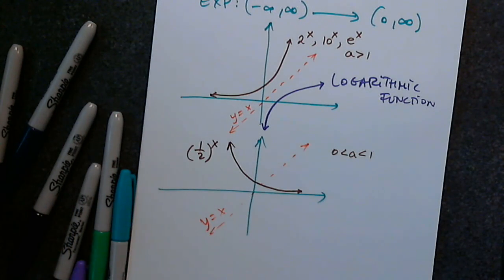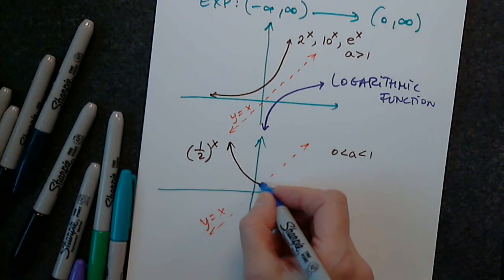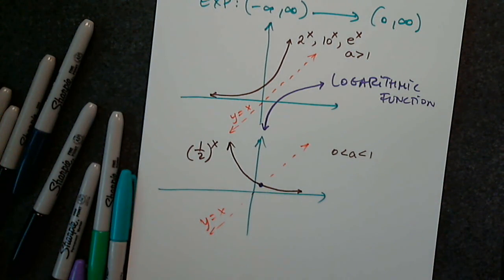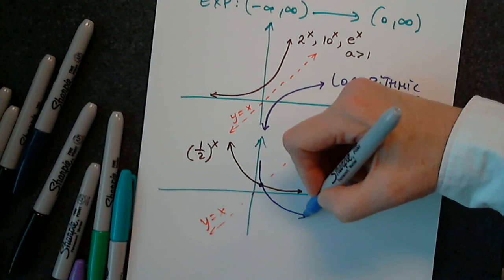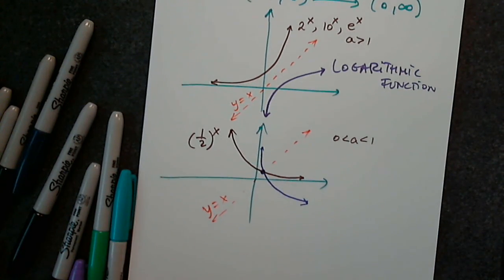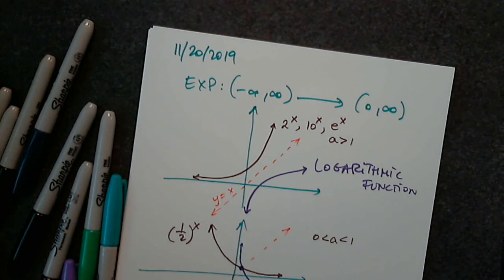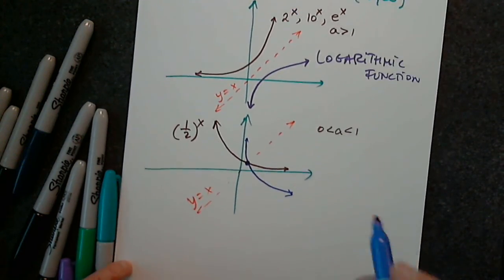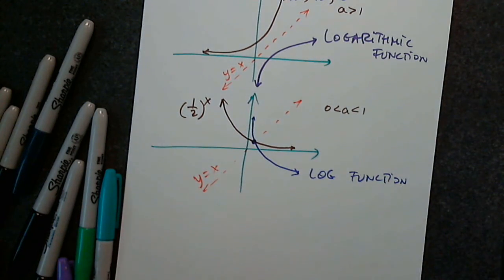And here's what happens. Please be careful on this one, because if the function crosses the line y equals x at a point, the inverse function will cross the line y equals x at the same point. Mandatory. This one did not have that situation because it didn't cross y equals x, but this one does. So this is, of course, the log function, in short.